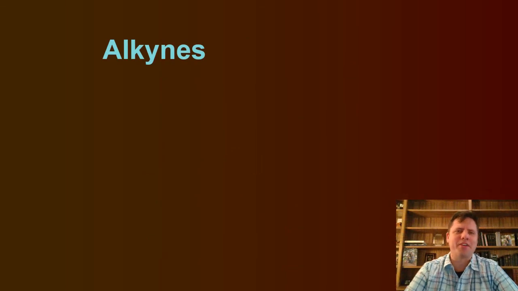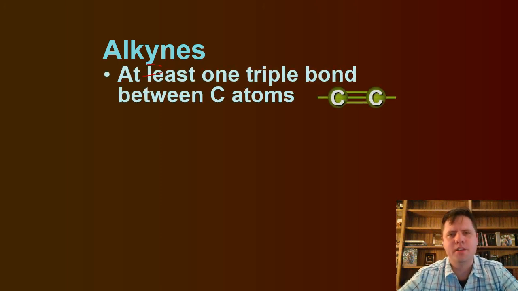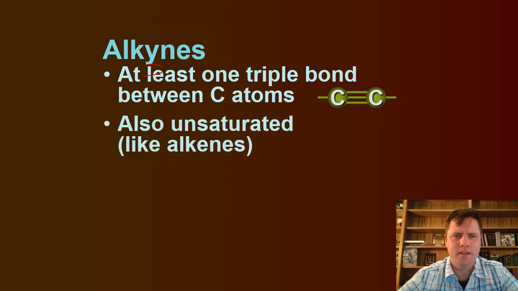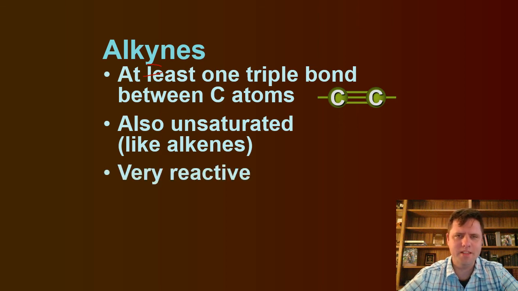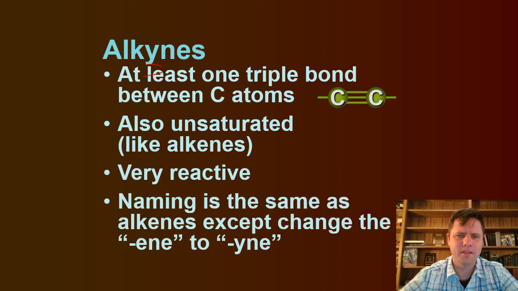Okay, and then when it comes to alkynes, you follow the same principle. Remember, this Y now indicates that we're dealing with at least 1 triple bond between carbon atoms. These are also unsaturated just like the alkenes because, again, there's additional bonds between the carbon atoms, so there's less hydrogen that could be attached to the molecule. These are very reactive. Naming is the same as alkenes, except we change from ene to ine.